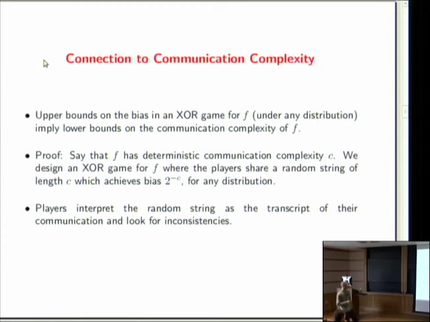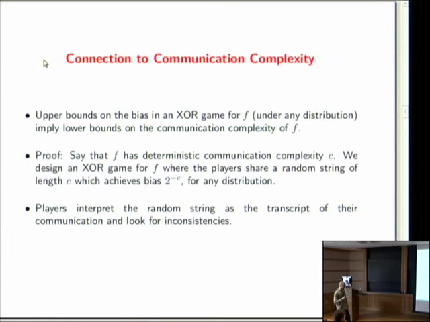Okay, and the way that this works is fairly simple. So say that f has deterministic communication complexity c. Then what we're going to do is use this communication protocol to design a strategy in the XOR game where the players achieve bias at least 2 to the minus c. And this is going to be independent of the distribution, so it works for any distribution.